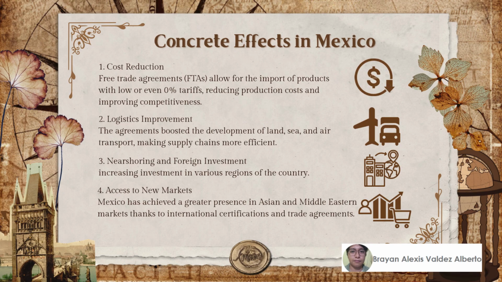But it hasn't all been positive. Mexican agriculture, for example, was one of the sectors hardest hit after NAFTA because it couldn't compete with the scale and subsidies of US agriculture. And today, many companies don't take full advantage of the agreements because they lack the correct documentation, are unfamiliar with the rules of origin, or make mistakes in classifying their products.